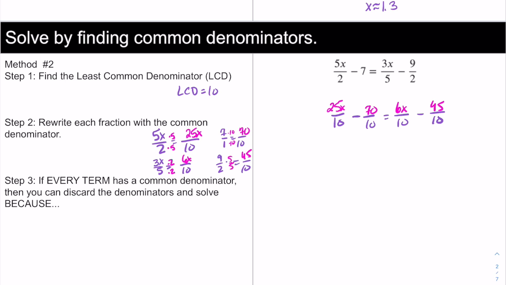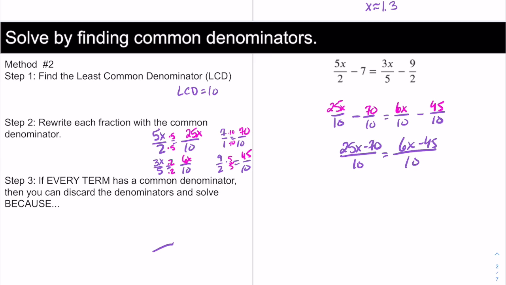And then if we think back to what we know about adding and subtracting fractions, I have common denominators. So on the left side, I could write 25x/10 minus 70/10 as 25x minus 70 all over 10. Likewise, on the right side of that equation, the common denominator is 10, so I can write that as a common denominator, and then we have 6x minus 45.